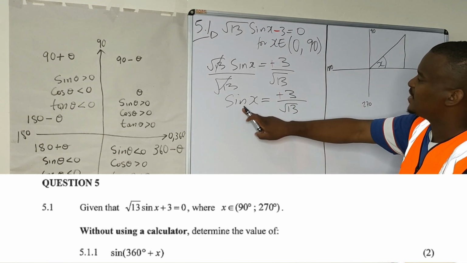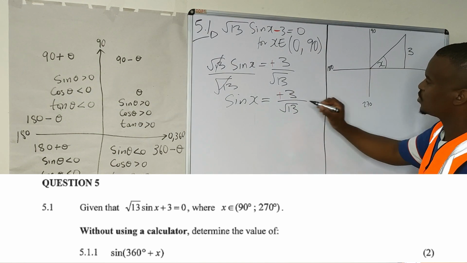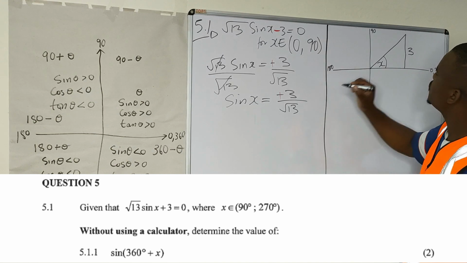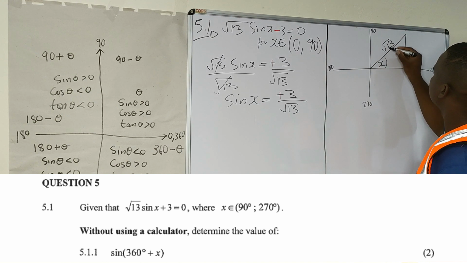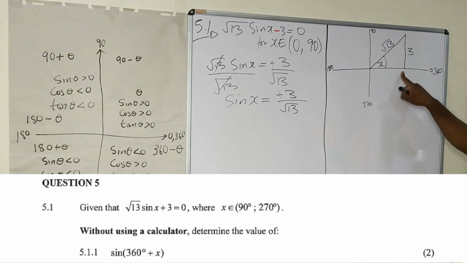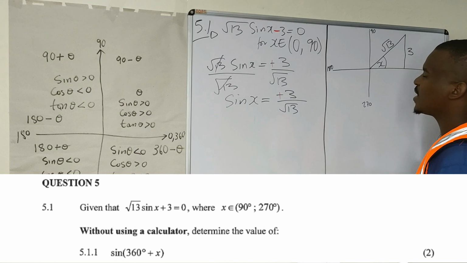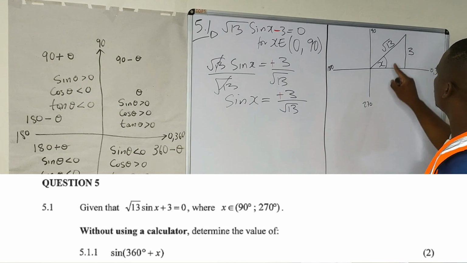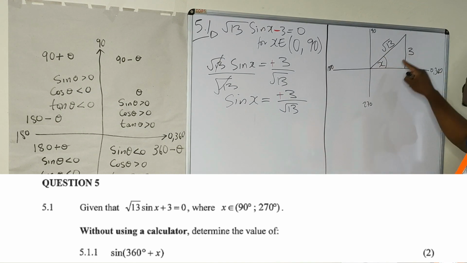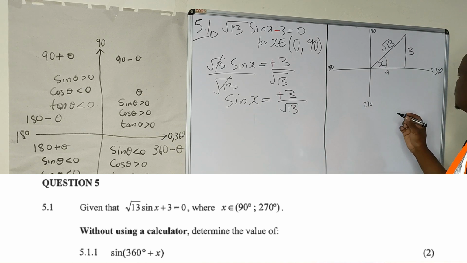Sine is opposite over hypotenuse, so your opposite side is positive 3, because I've made it positive now. Your hypotenuse is root 13. What you want to do is also find this side here. Once you have the value of this side, the triangle is complete, and then you will be able to evaluate whatever function we're given. We have the hypotenuse, we have this side, we want this side. Let's call it a.